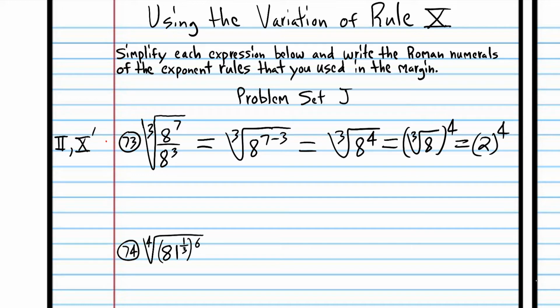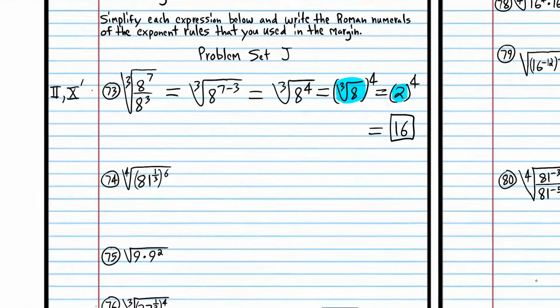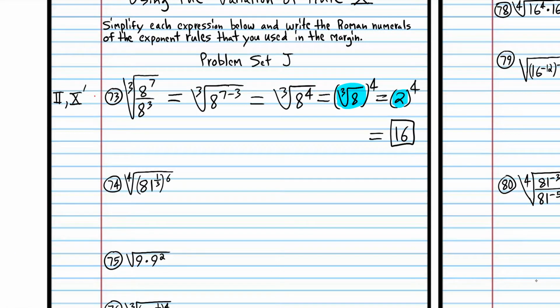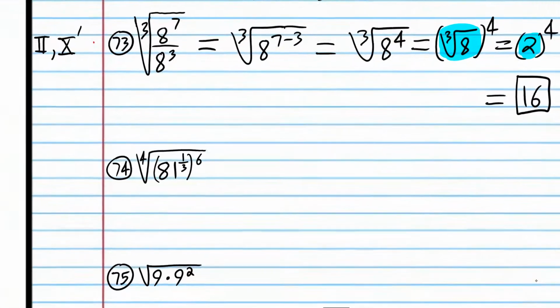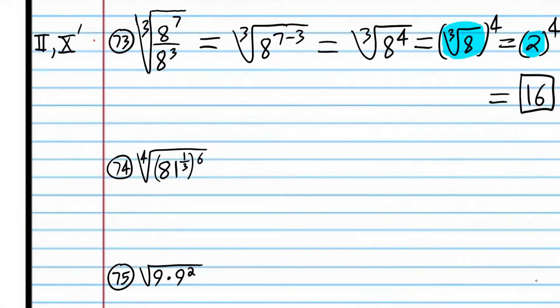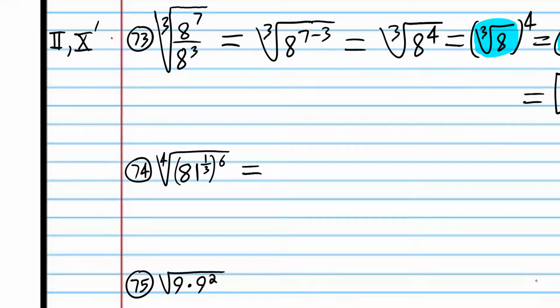So just to be clear, this became that. And 2 to the 4th power, that's just equal to 16. All right. Now that was just a 2-step problem. Some of these are going to be 2 steps. Some of them are going to be 3-step. So let's try another one of those.